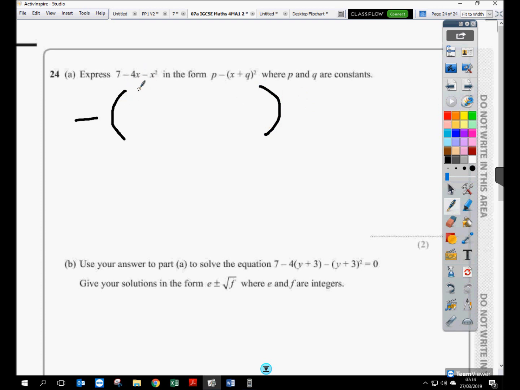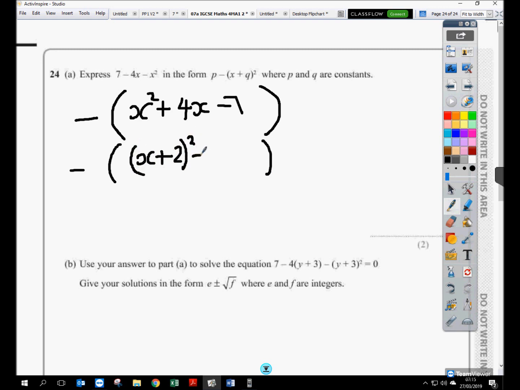What we do is we invert the signs on all the terms, so negative x squared becomes positive x squared, negative 4x becomes positive 4x, and 7 becomes negative 7. Then we complete the square inside the bracket. So we'll get x plus half of the coefficient of x, which is 2, squared. Then we subtract the number in the bracket squared, so 2 squared is 4, and then we copy the number at the end, negative 7.